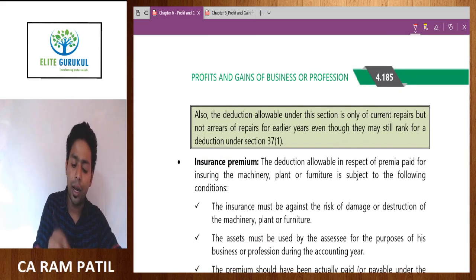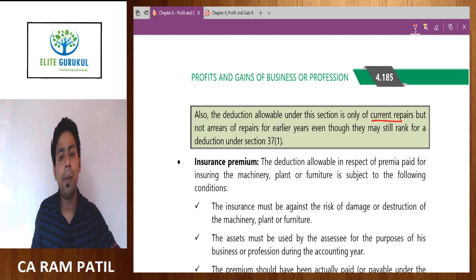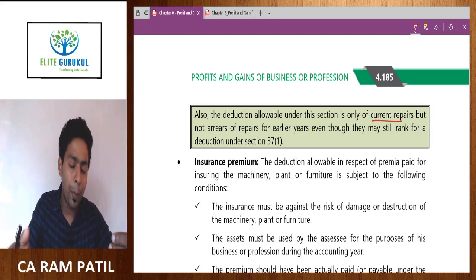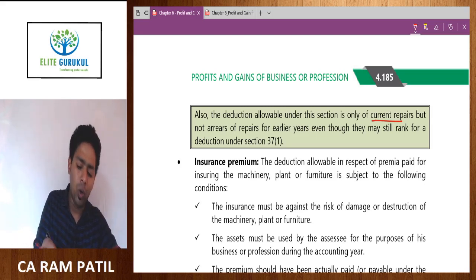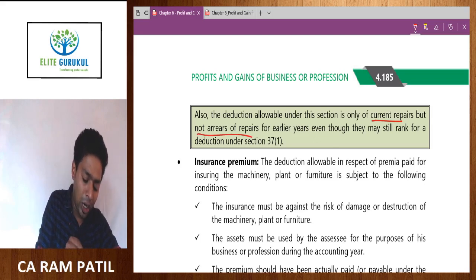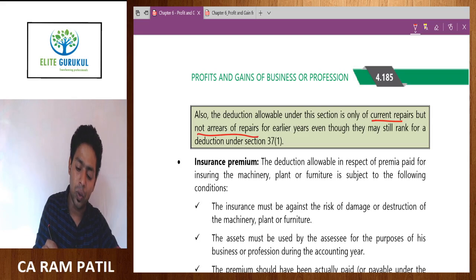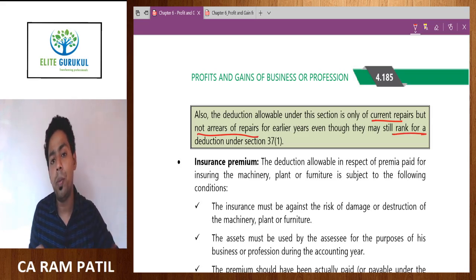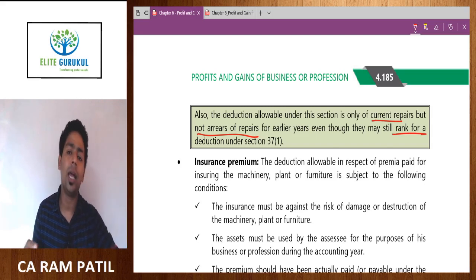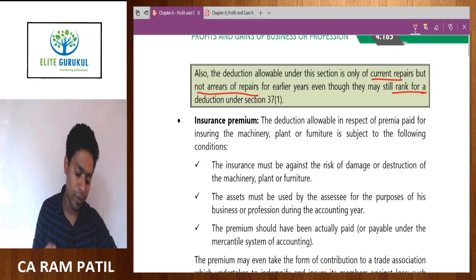Also, the deduction allowable under this section is only for current year repair. Current repair means current year repair. Sometimes you incur expenditure in the past, and if you know the accrual system of accounting, then proportionately you will claim deduction in that year, and proportionately you will claim deduction in this year. We don't do that. The deduction allowable under this is the current year expense only, not the arrears of repairs for earlier years, even though they may still rank for deduction under section 37(1). So it won't be allowed under section 31, but it can be taken as a benefit under section 37(1).